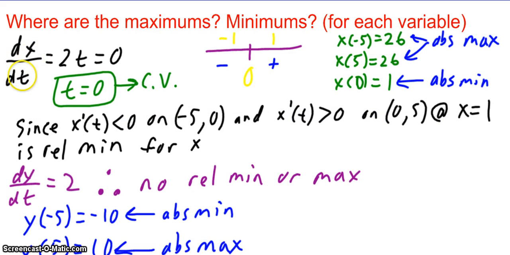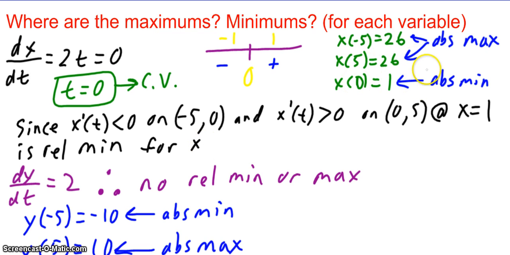Okay, so first I did the x value. So I know dx dt is 2t, so if I set that equal to 0, I get a critical value of t equals 0 for the x's. So then I made an increasing decreasing chart, or you could do your second derivative test. And I plugged in -1 and I plugged in +1. I saw that it changed from negative to positive. So since x prime of t is less than 0 on -5 to 0, and x prime of t is greater than 0 on 0 to 5, x equals 1 is a relative min for x.